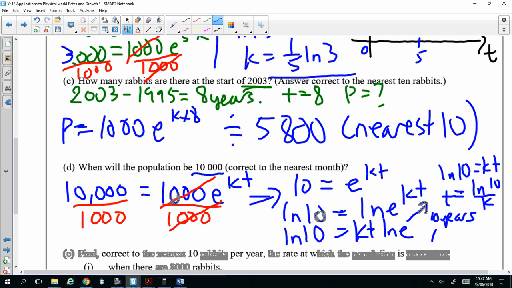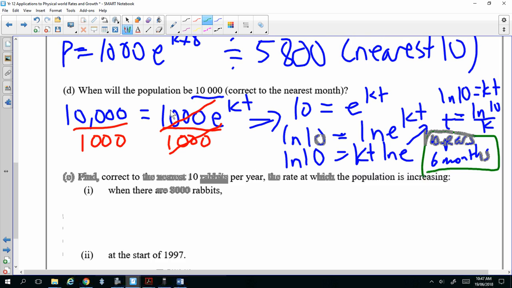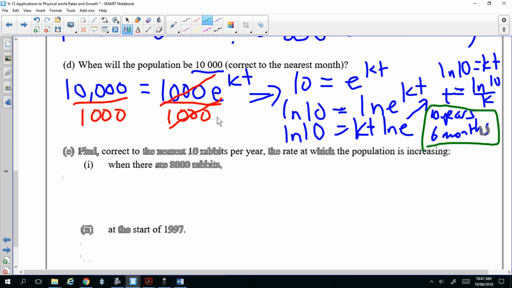Okay, good. All right, any question? 10 years and 6 months. Okay, good. Let's move on to the next question. And then we've got some more further questions to do. Okay, so find to the nearest 10 rabbits per year the rate at which the population is increasing when there are 8,000 rabbits. We have to find the rate.